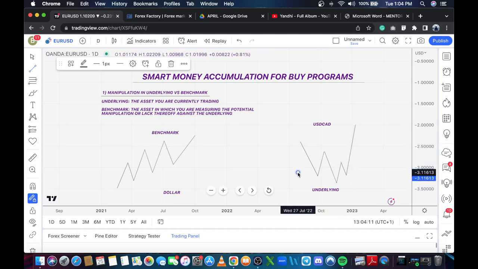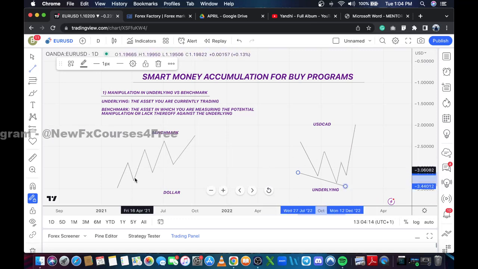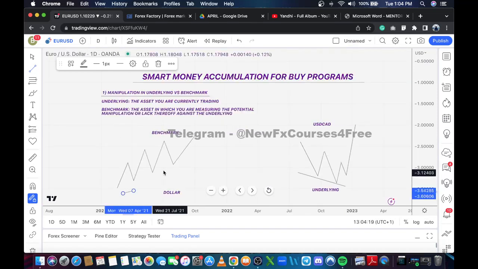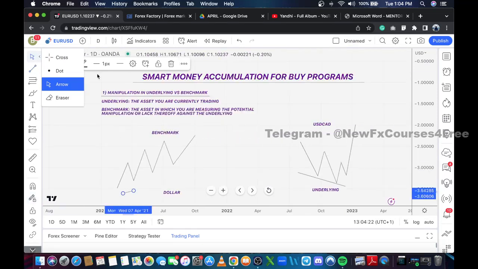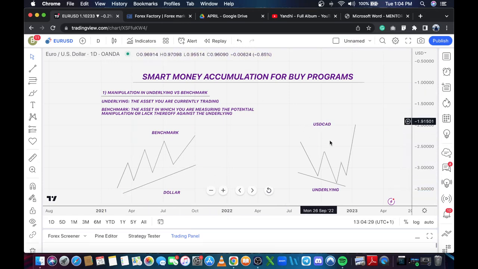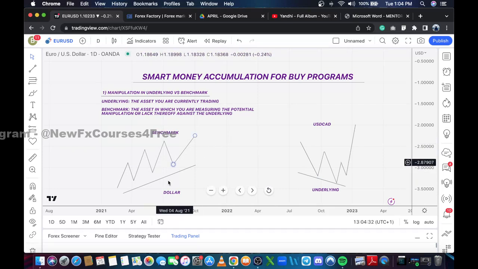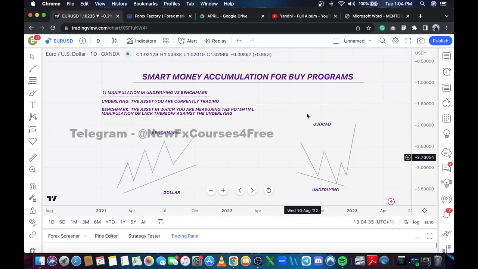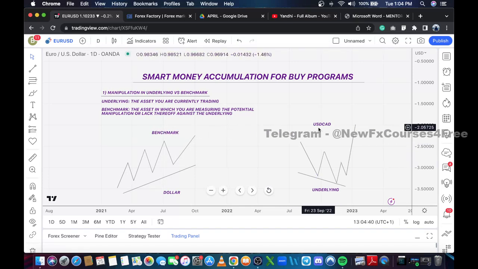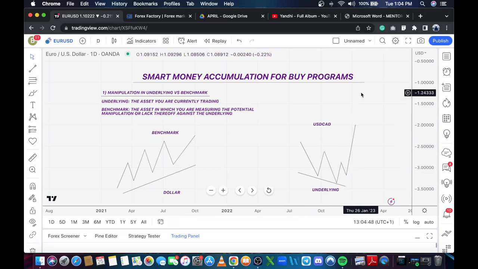Why? Because while we were running lower on our underlying, our benchmark was running higher. So we had higher prices on our benchmark, and that already indicates that our benchmark has strength. Now look at the pair we're trading, which is USD CAD. It is supposed to be correlated with dollar, because dollar is our base currency, not quote currency. Our base currency is dollar. So if dollar is trading higher, eventually USD CAD has to get in sync with that bullishness in dollar.